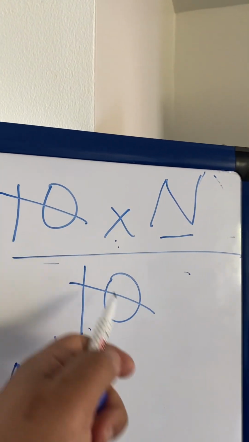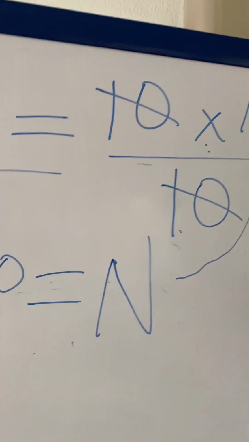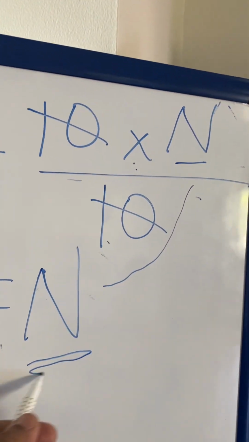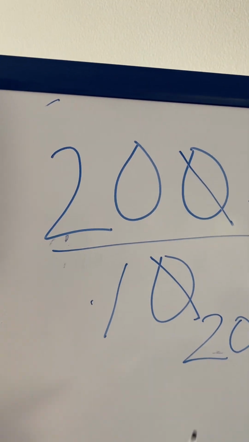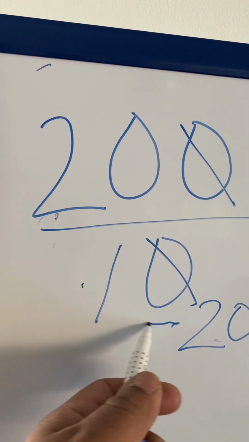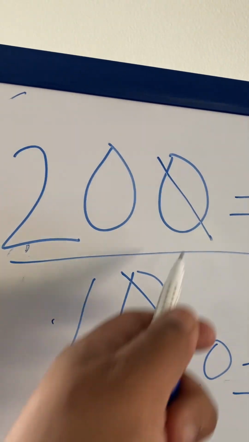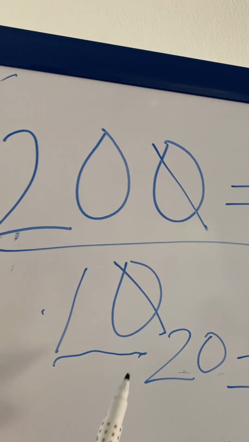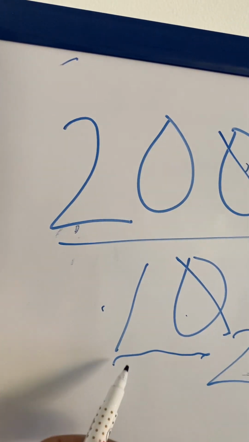So these 10s cancel out. We're going to drop down our n. Now we got our mystery answer over here by itself. We got 200 over 10 over here. Very simple. Because we got a 10 in the denominator, it has 1 zero. We got at least 1 zero in the ones place up top. You cancel out these zeros. Now you're left with 20 over 1.